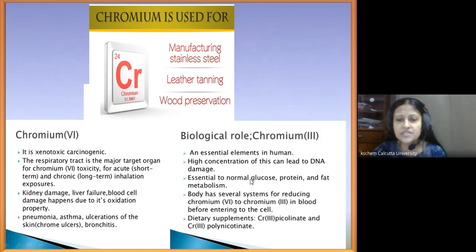However, chromium 3 is an essential element to humans. It is essential to normal glucose, protein, and fat metabolism. The body has several systems for reduction of chromium 6 to chromium 3 in blood before entering into the cell. And dietary supplements are chromium 3 picolinate and chromium 3 polynicotinate.